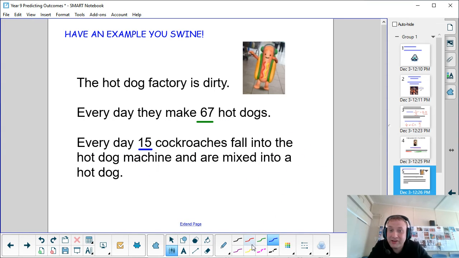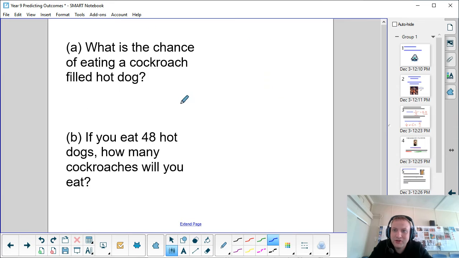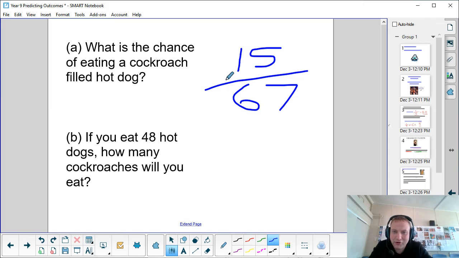So this is a probability situation because you've got something happening and a probability within it. We get asked the question: what is the chance that you've bought a hot dog with a cockroach in the middle of it? Well, all you have to do is take the two things that have happened. The hot dog factory made 67 of the things, and 15 of those 67 hot dogs might have a cockroach on the inside. So 15 out of 67.